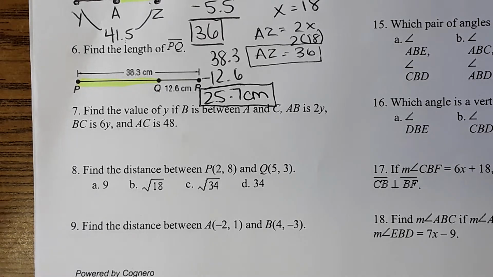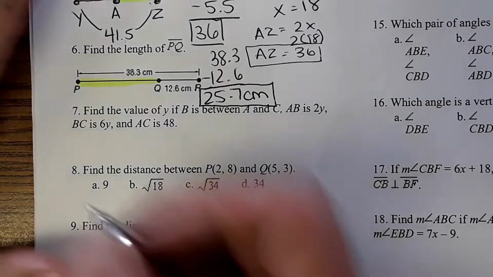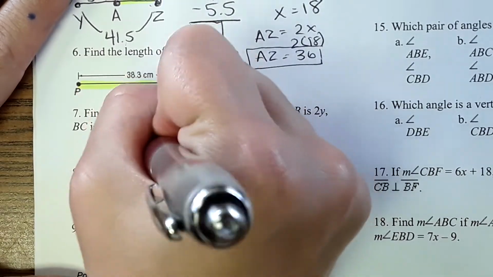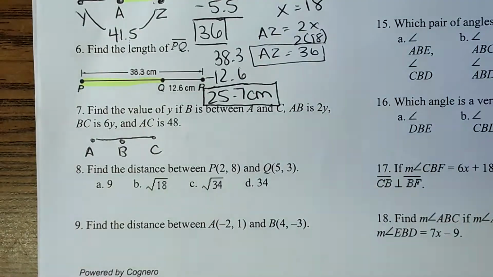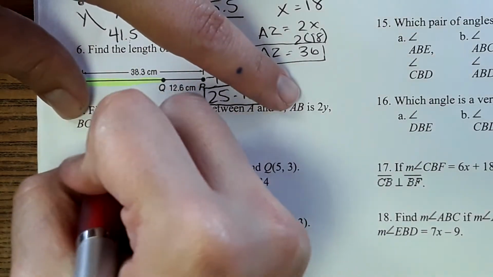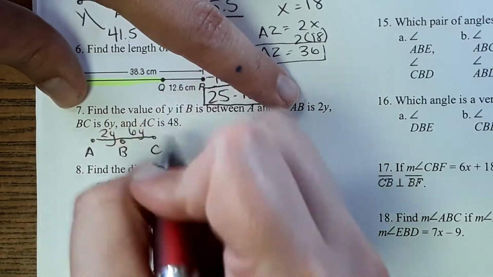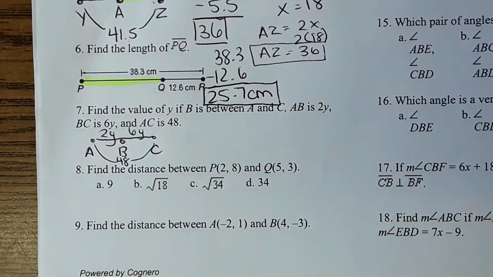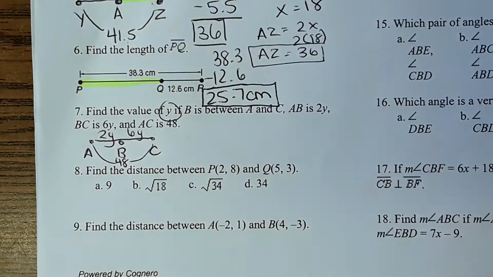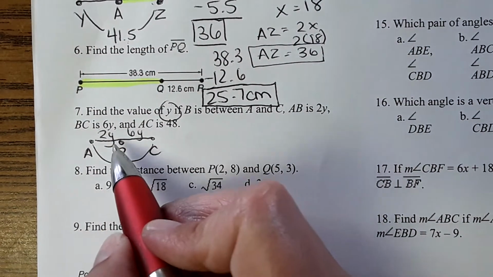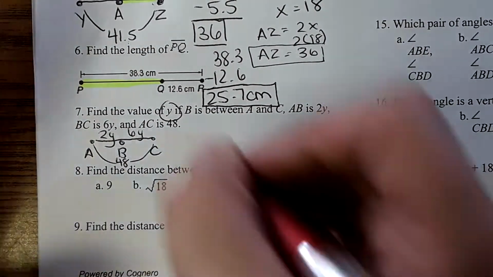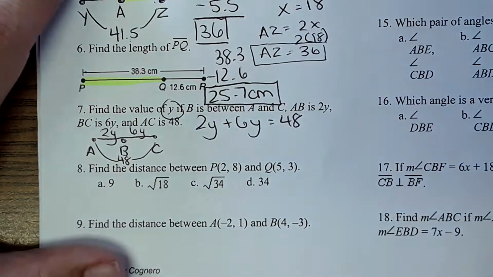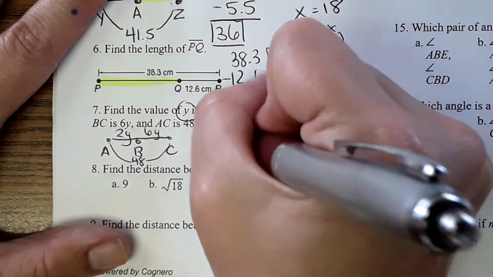Next one, find the value of y if B is between A and C. Draw the line segment again. B is between A and C. Then AB is 2y, BC is 6y, and AC is 48. So it's just asking for the value of y. So we can say 2y plus 6y equals 48.